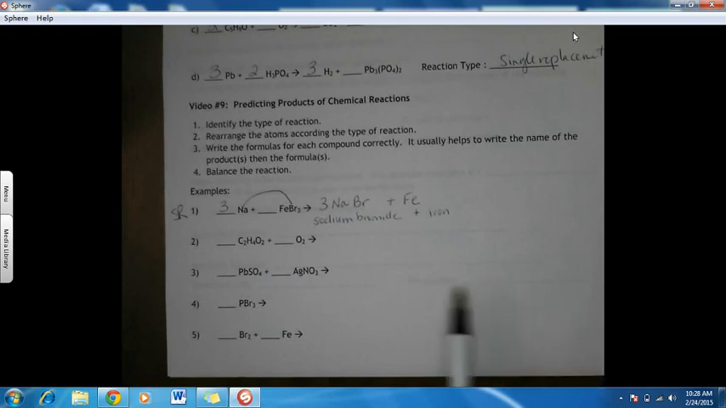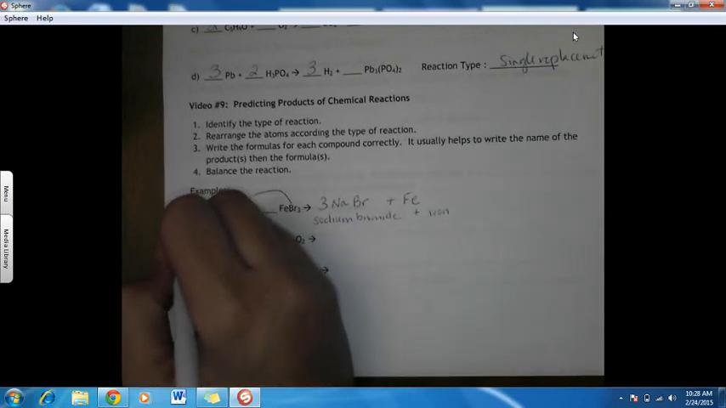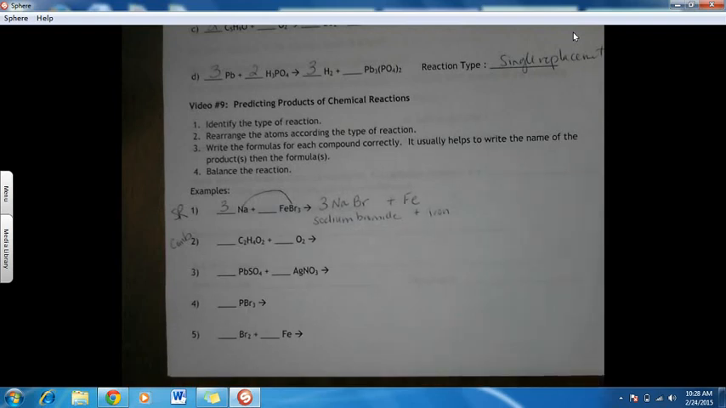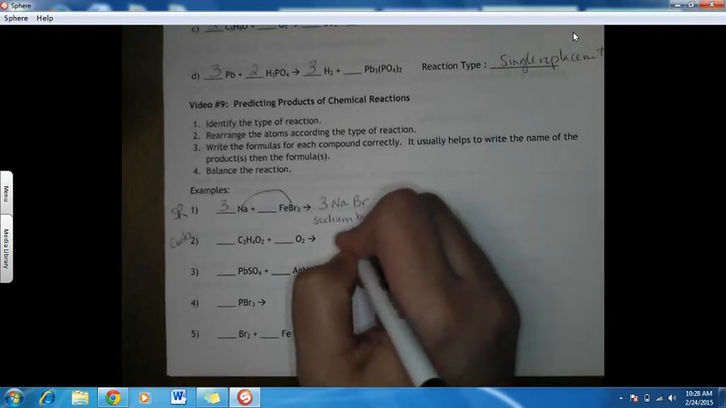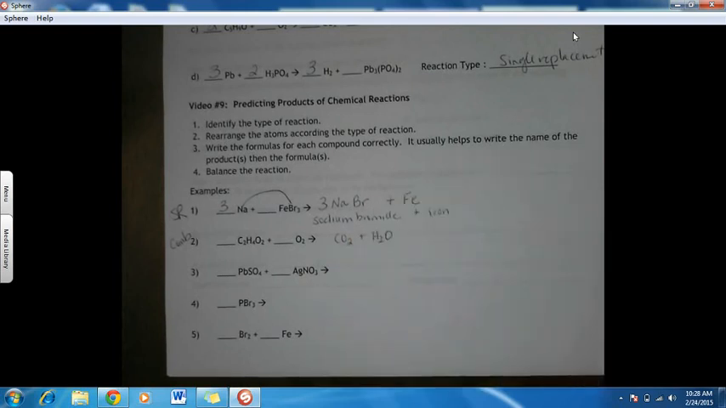Okay. Next we have carbon, hydrogen, oxygen plus oxygen. If you recall, that's a combustion reaction. And the products of a combustion are always carbon dioxide and water. Okay. So carbon dioxide and water, so we now can balance.